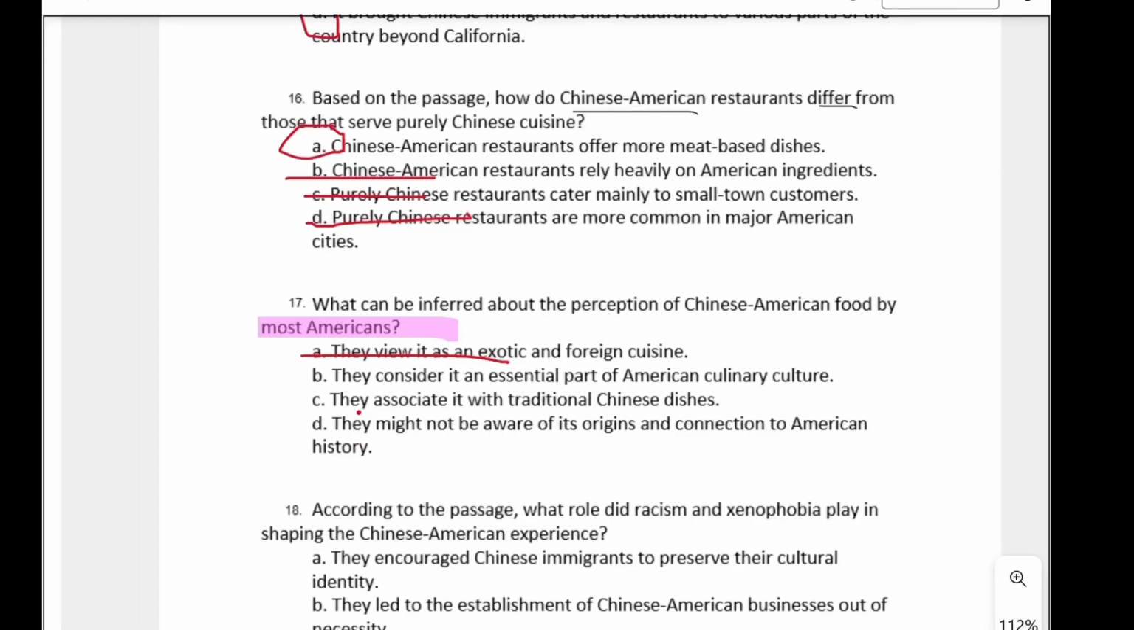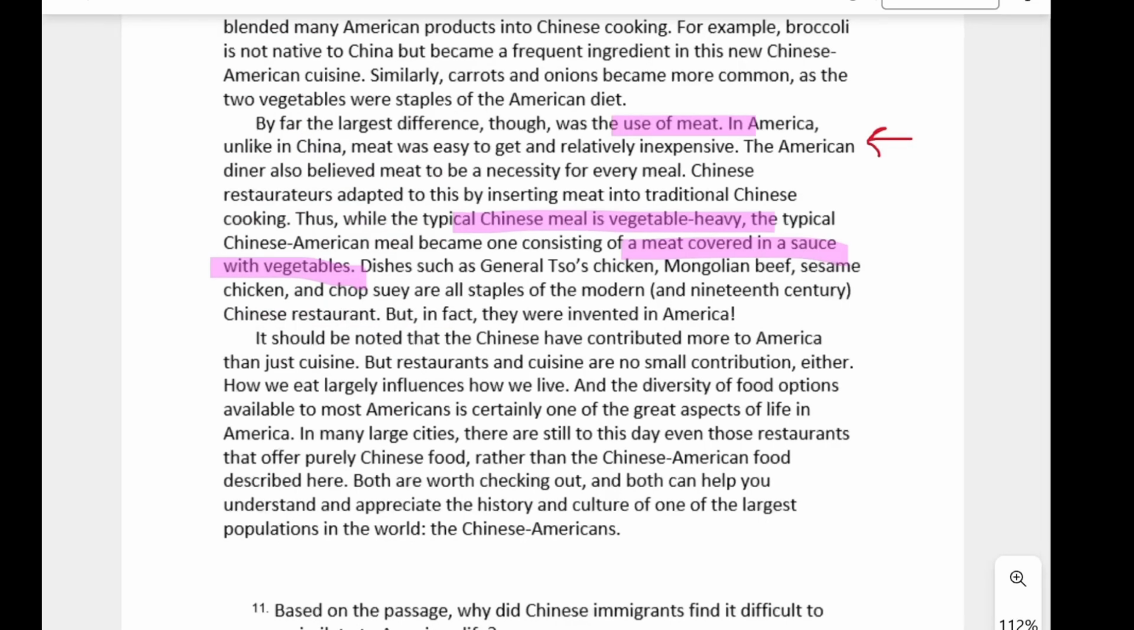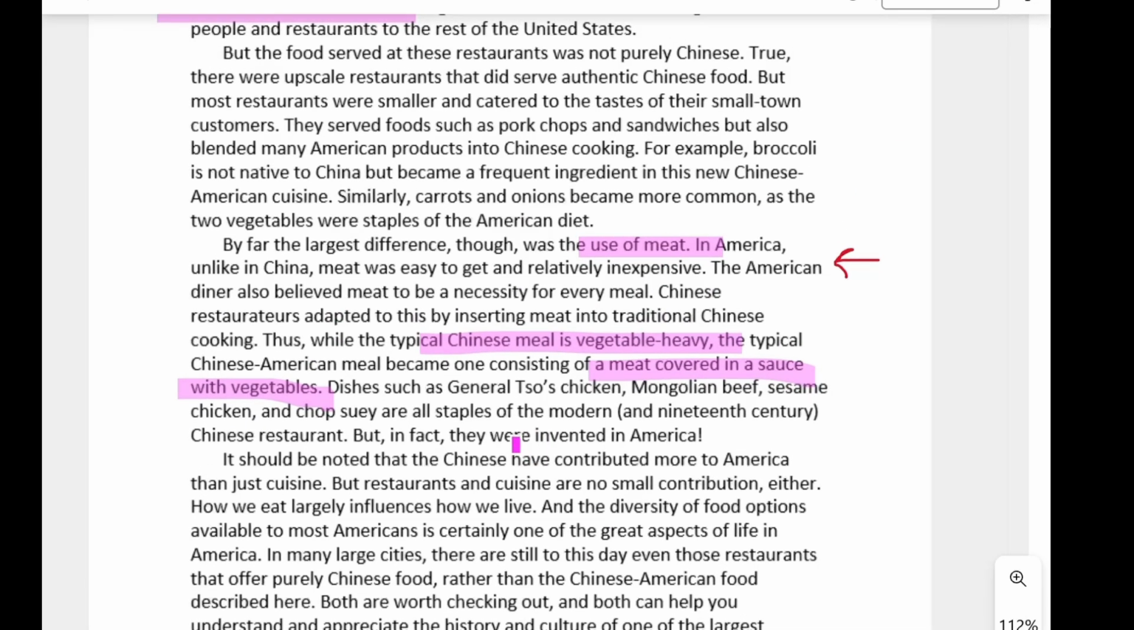With option C, they say they associate it with traditional Chinese dishes. I think if we're inferring, we have to make a general assumption. We can't say any statement that is concrete, and I think that's the biggest clue with inferring things, that it doesn't say anywhere that they associate it with traditional Chinese dishes. They said that, where's this? They're all staples. So chop suey, Mongolian beef, sesame chicken are all staples of the modern and 19th century Chinese restaurant. That's all they said about authentic or modern. They never said that Americans think it's traditional Chinese cuisine. Maybe some do, but they're saying that they definitely associate it.